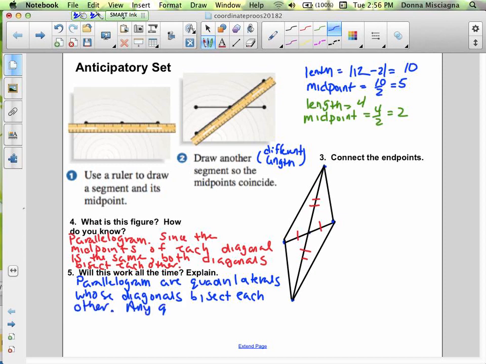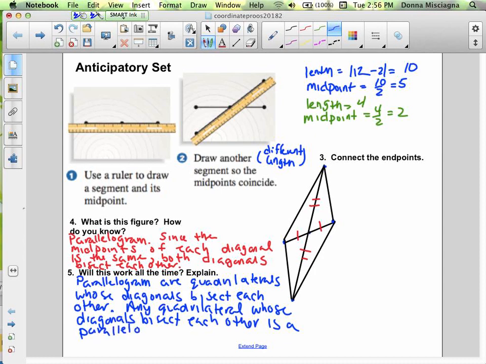Any quadrilateral whose diagonals bisect each other is a parallelogram. So you can be guaranteed that if you have a quadrilateral and both diagonals bisect each other, it has to be a parallelogram. Now it does have to be both, but I put whose diagonals, so that's kind of implying both diagonals.